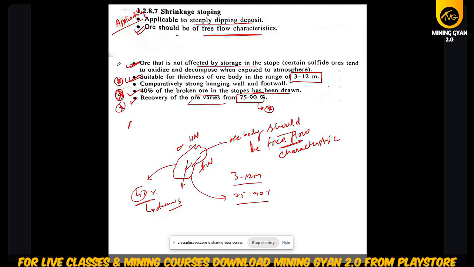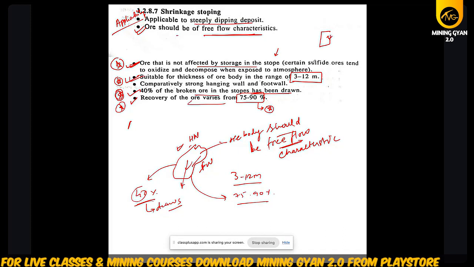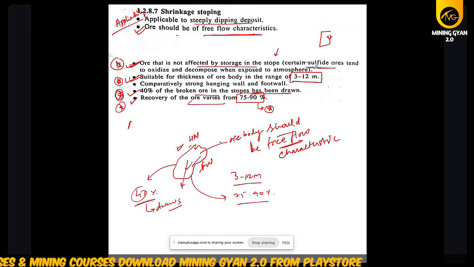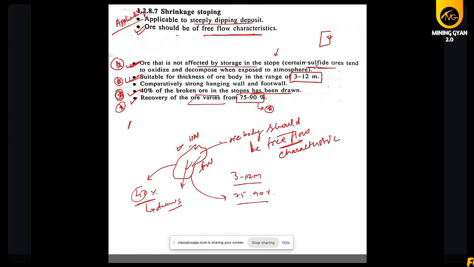Ore should not be affected by storage in the stope, meaning if ore is in the upper stope, it should not be affected, meaning certain sulphides can oxidize, and this should not happen. Okay, so these are the 4 to 5 points you should remember in shrinkage stoping.